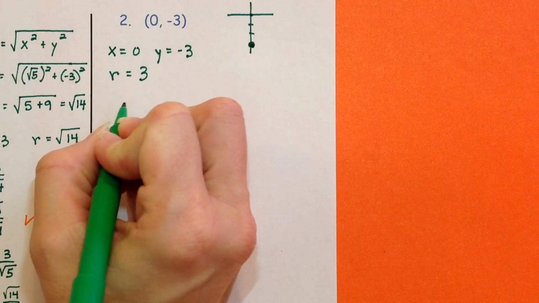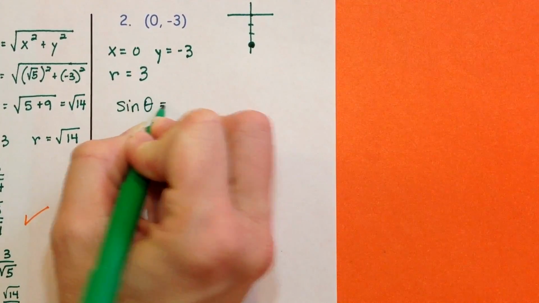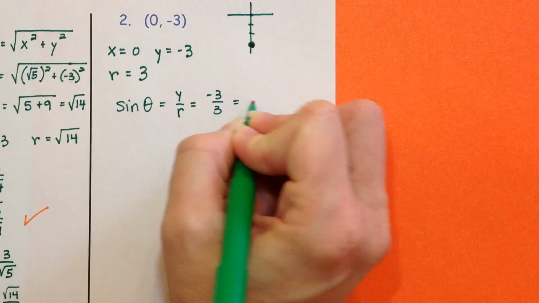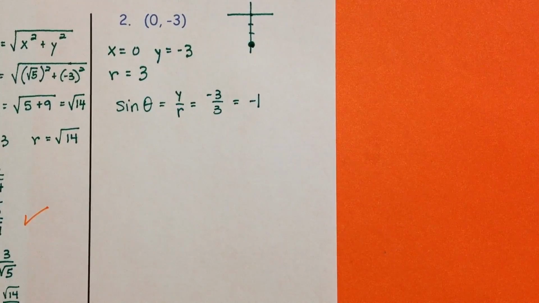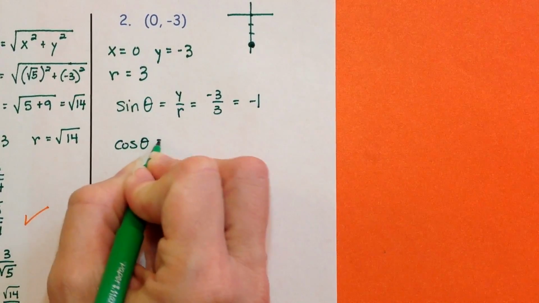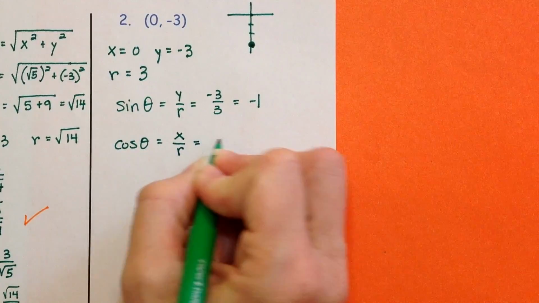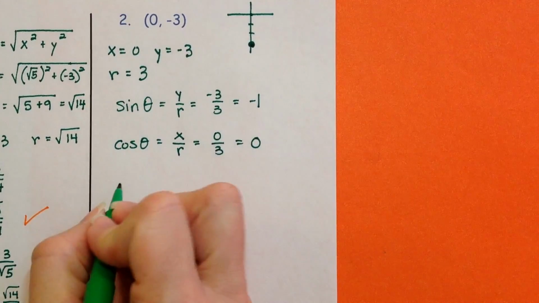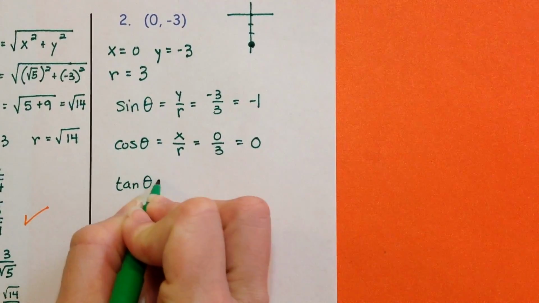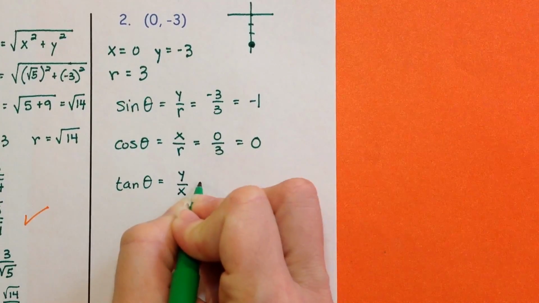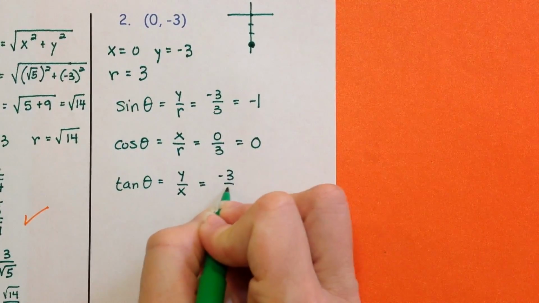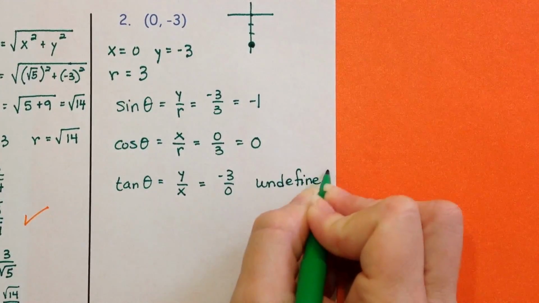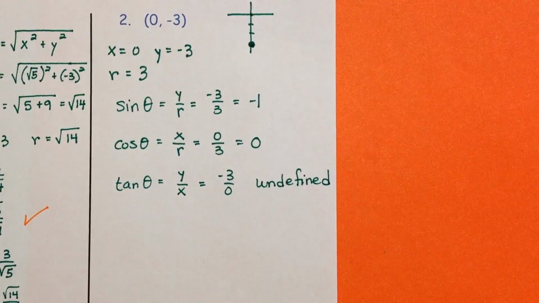All right, so let's start with sine. So sine is y over r. So that's negative 3 over 3, which will reduce to negative 1. Always reduce when you can. Okay, cosine is x over r. So that would be 0 over 3, which is 0. Tangent is going to be y over x. So that would be negative 3 over 0, which is undefined. Remember, if you have 0 on the bottom, you have undefined.